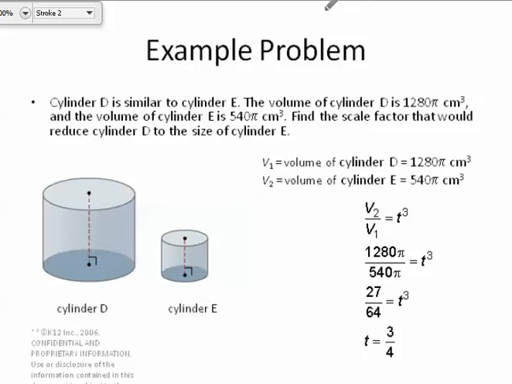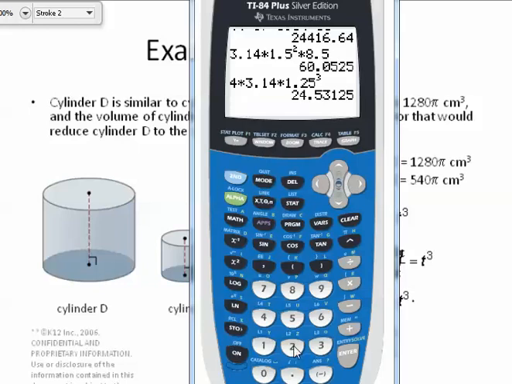Right? Here they're giving me two volumes. We can set those volumes as ratios, right? Volume 2 divided by volume 1, pi's cancel each other out. Zeros cancel each other out. And we got 128 divided by 54. That reduces down to 27 over 64. How do I find the cube root of this? Calculator will do this for us. 27 over 64. Watch this.